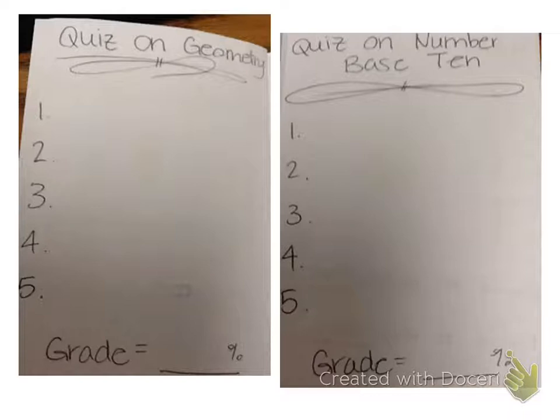Okay, I'd like you to write in the middle 2 pages, on the left page, quiz on geometry, number 1 to 5. We're going to grade this at the end. And then on the right side, quiz, number base 10, 1 through 5. We're going to grade this at the end.